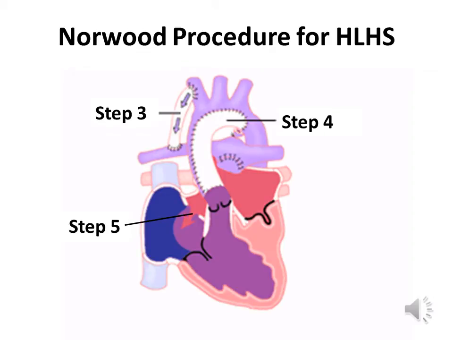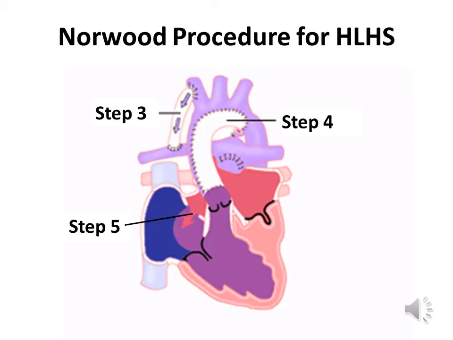In step 3, a Gore-Tex modified Blalock-Taussig shunt is used to connect the innominate artery to the right pulmonary artery. This is basically a man-made tube that allows for a source of controlled pulmonary blood flow.